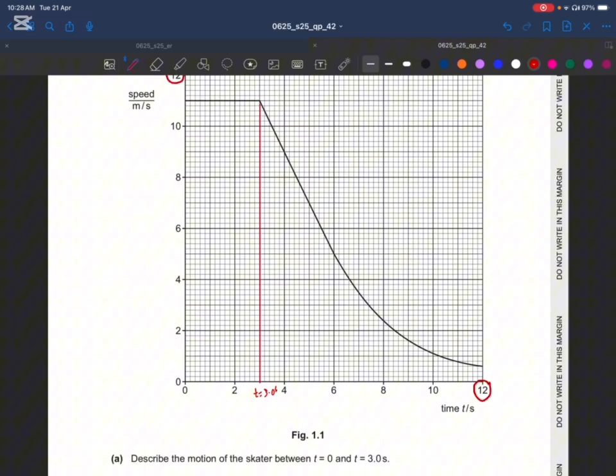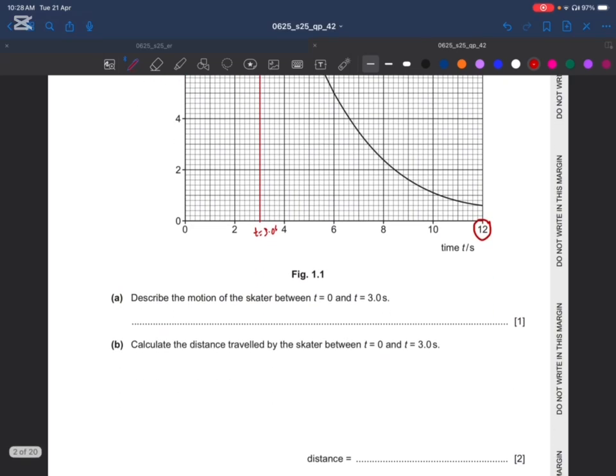So what you can say and see, the velocity is a constant velocity. There is no change in the value. So answer is very simple. So what you can write here, constant velocity.